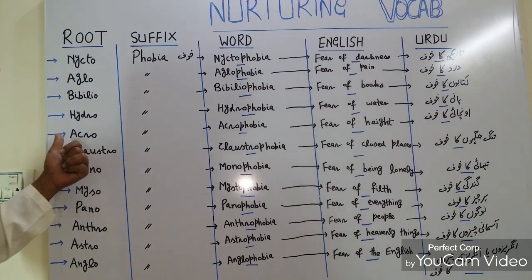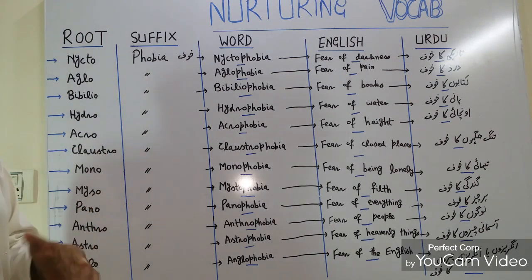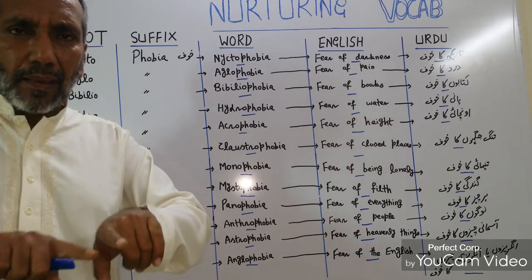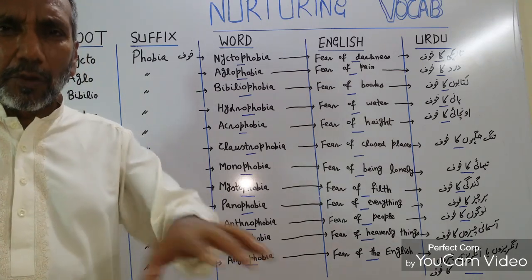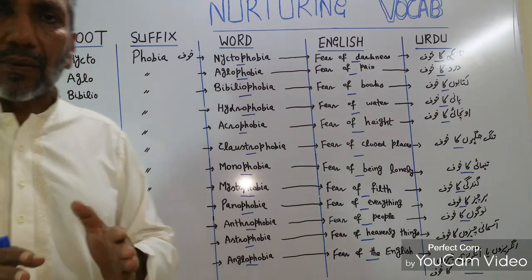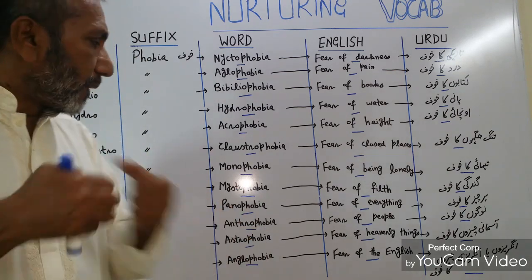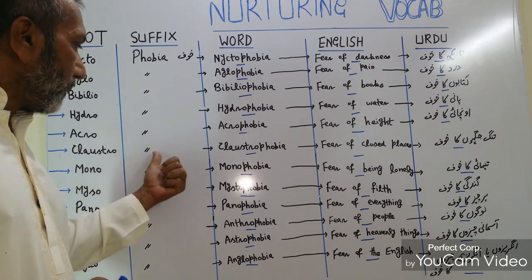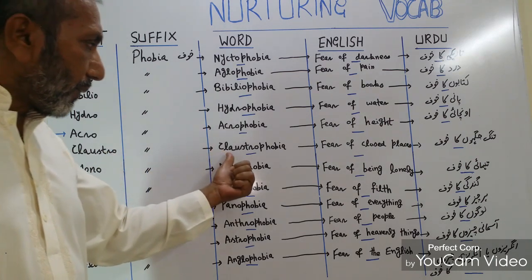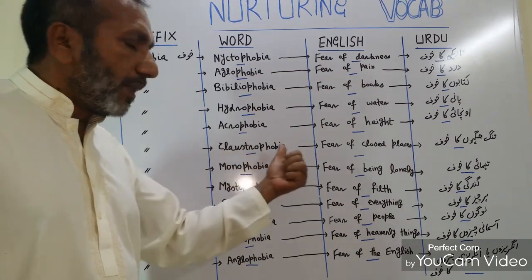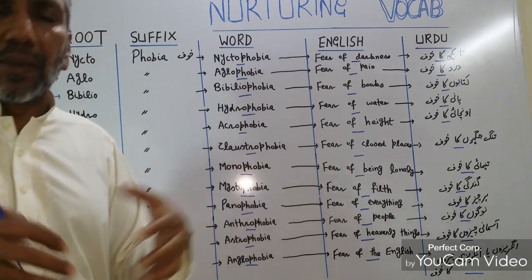The next is claustro. Claustro means something closed, closed space or something like that, relating to a very closed place. So claustrophobia means fear of closed places.